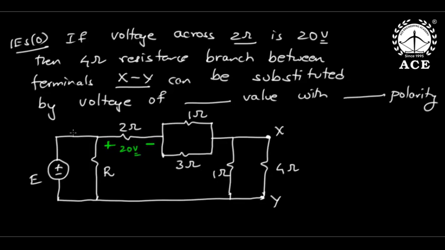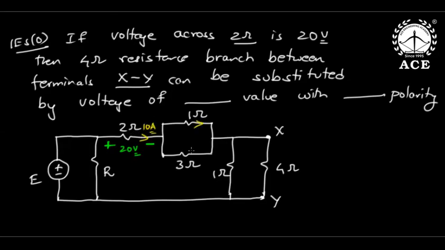Because this is the source. Source will drive current and it will divide into two parts. So if voltage across 2 ohms is 20 volts, that is the reason I took left side positive, because current enters from the left side. Now, if you observe, what is the current then? See, I is V by R. 20 by 2, this is 10 amperes.